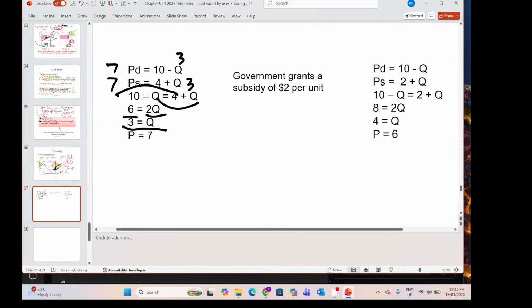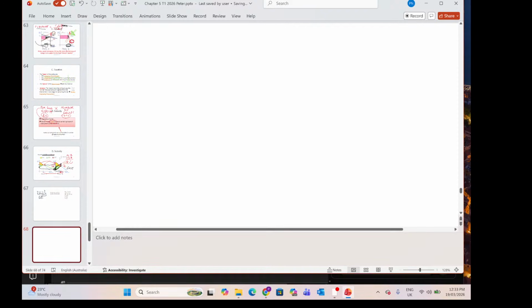So we've got a diagram where the price is 7 and the quantity is 3. So let's go down to the next slide. Let's draw it. All right, here we are. The quantity's 3. The price is 7. Here is our equilibrium. There is our equilibrium there.